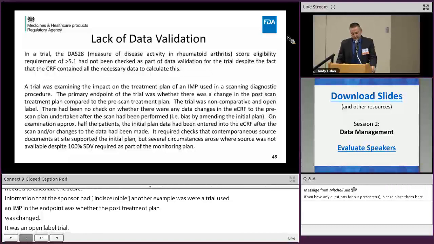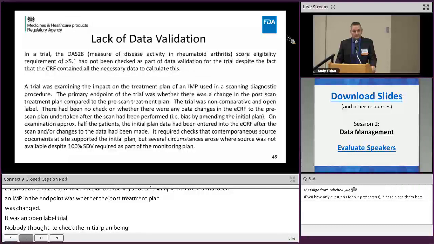And when they did look at that, they actually found that a lot of the pre-treatment plans were actually entered into the eCRF after the scan, and some of them had been changed, so it required going back to source data to check that there was some contemporaneous evidence for the pre-treatment plan. And there were still some that they couldn't verify, even though it said 100% SDV had been applied. And that could have been avoided, having to do it as part of the inspection finding, by having a process to check that during the actual trial.